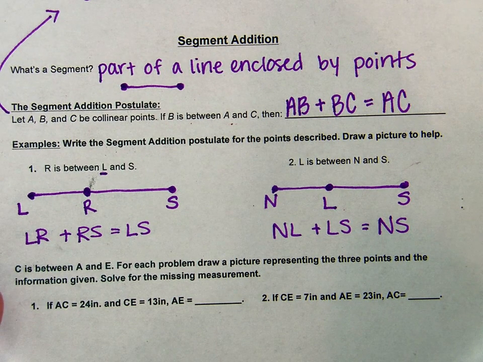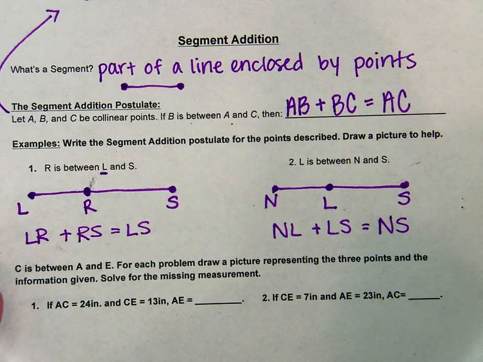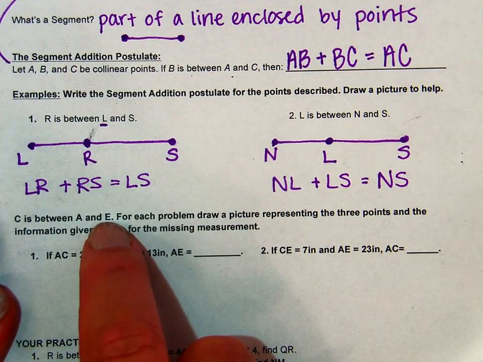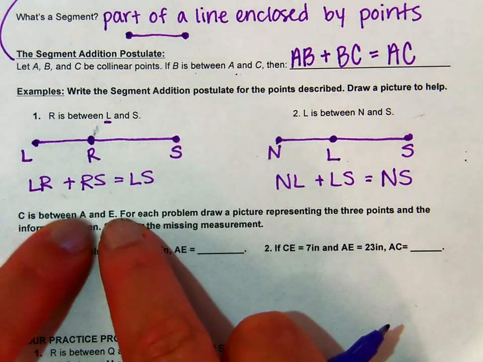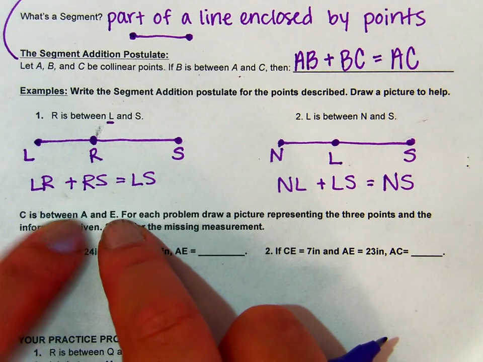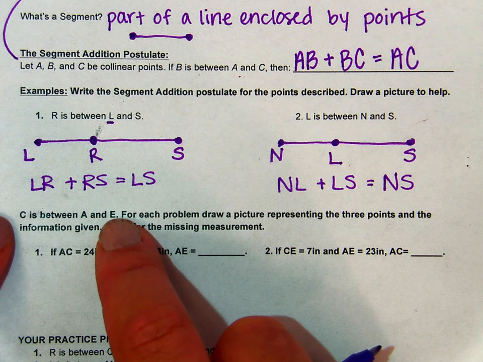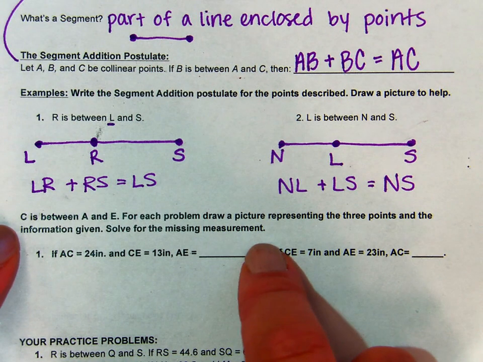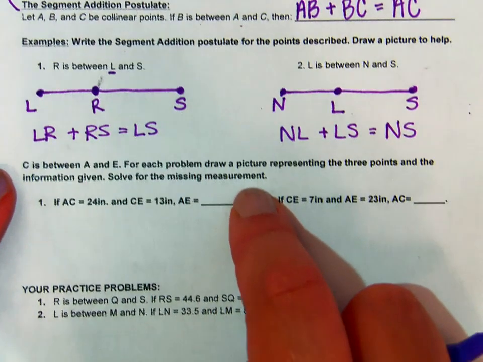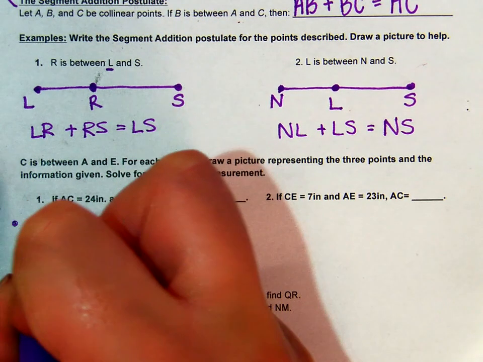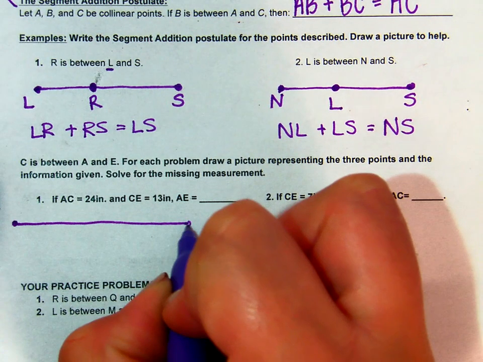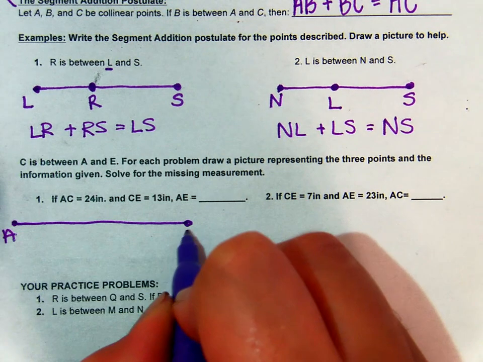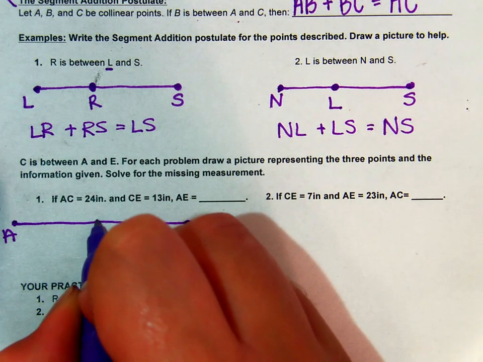But now I'm going to throw some numbers at you. C is between A and E. So I'm telling you we have a segment. The endpoints of the segment are A and E. C is somewhere in between there. For each problem, draw a picture representing the three points and the information given. Solve for the missing measurement. So first, let's go ahead and draw our segment. Now I might throw in some colors here to help us figure some things out, so don't freak out. A, E, C.